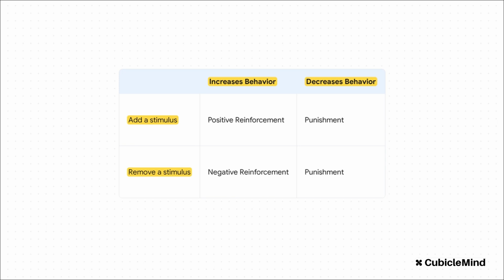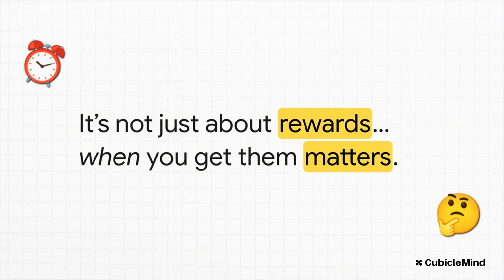Positive punishment is adding something bad, like scolding a pet. And negative punishment is removing something good, like, you guessed it, taking away a teenager's phone. But it's not quite that easy. It's not just if you get a reward that matters, it's when you get it and how often. The timing of it all, the schedule, is actually unbelievably important for shaping what we do.